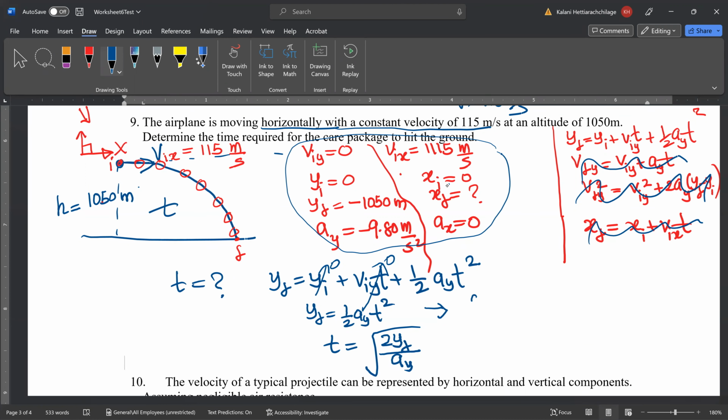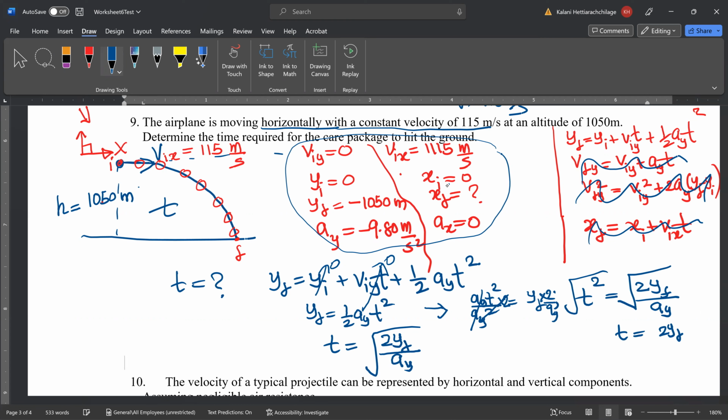Basically a_y times time squared divided by 2 equals Y final, right? So I need to find the time. First I multiply both sides by 2, and then I divide both sides by a_y. So now you see that a_y cancels out, 2 cancels out. Because of that, I have t squared equals 2 times Y final divided by acceleration Y. Then take the square root of both sides. Then t equals the square root of 2 times Y final over acceleration Y. Okay, that's what I did in here.